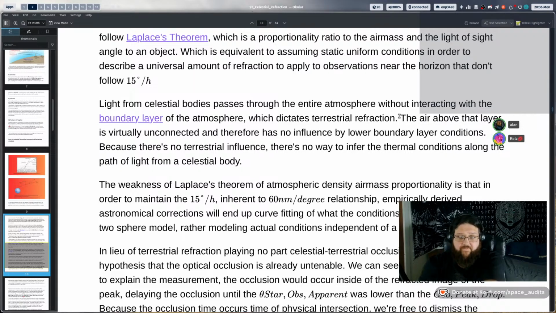So the air above that layer is virtually, someone's mic is hot micing, please. Thank you. The air above that layer is virtually unconnected and therefore has no influence to the boundary layer conditions.